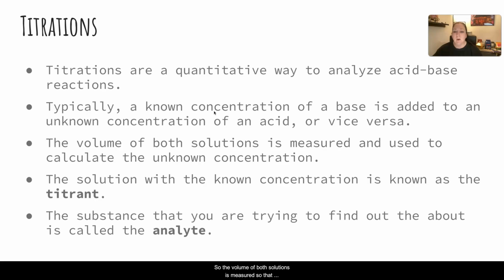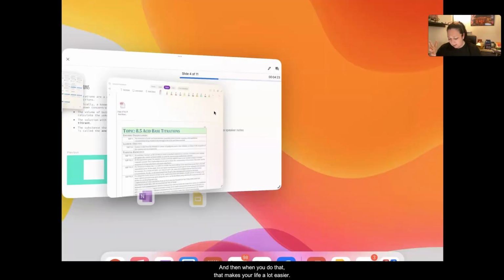So the volume of both solutions is measured so that you will know the volume of the acid and you'll know the volume of the base for sure. You're going to have an unknown concentration of one of them, and the other one you will need to know its concentration when you start. And then when you do that, that makes your life a lot easier.